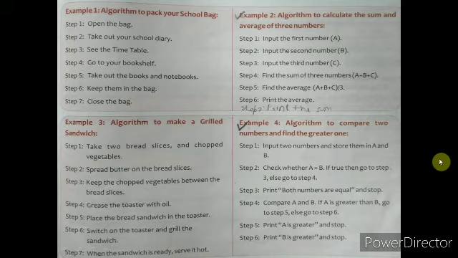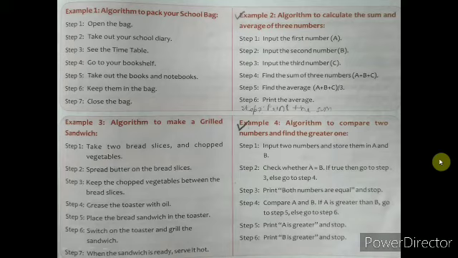Example number 3, you can see algorithm to make a grilled sandwich. All right, there are steps. Straight away you cannot make the sandwich. All right, you want to have a sandwich. Now you just have a bread, this, that, and then you start making a sandwich. It is not that. You have to follow again certain steps.